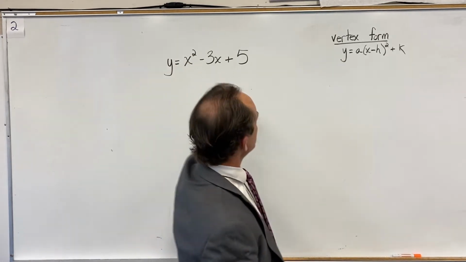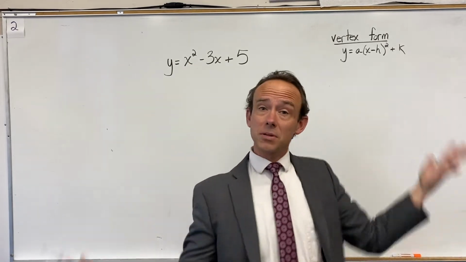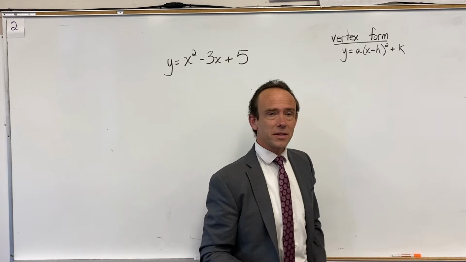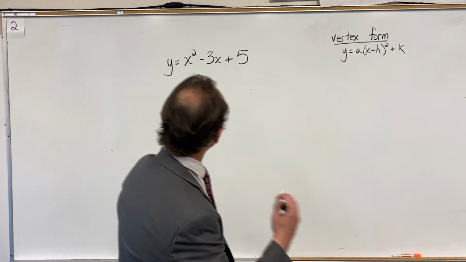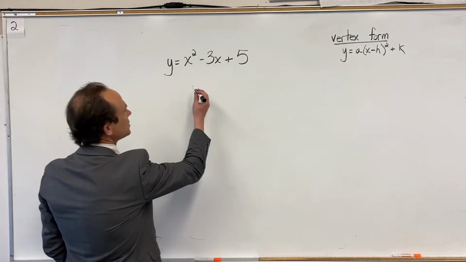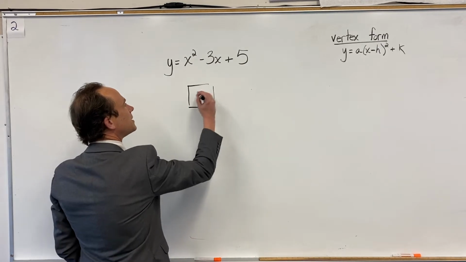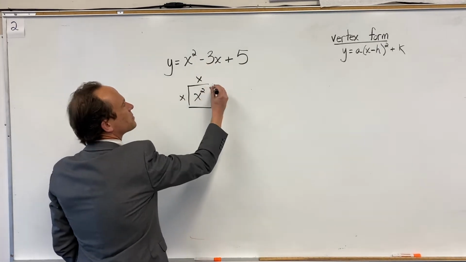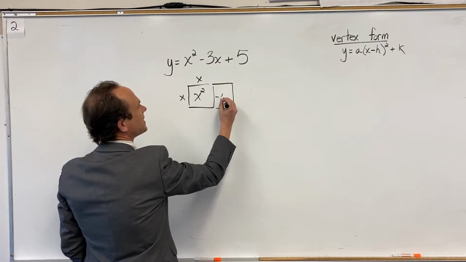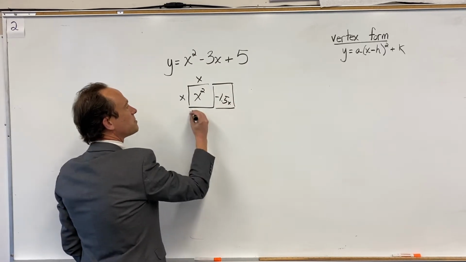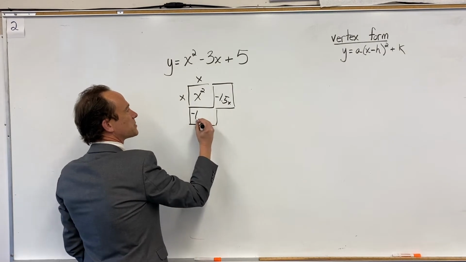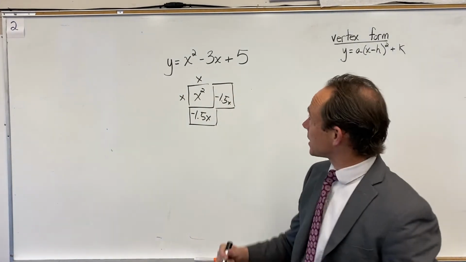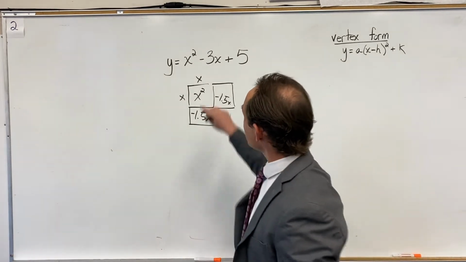We know if we're gonna convert into that form, we get to complete the square. That's the beauty of vertex form. It has that lovely binomial squared. So here we go. We're gonna make a square. Put our dimensions. We're going to take this -3. Oh man. Here we go. Minus 1.5 minus 1.5x.